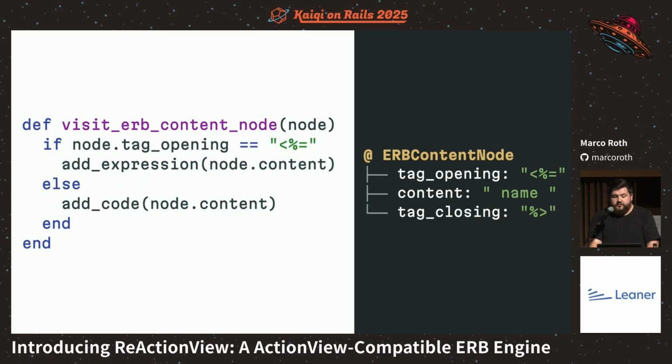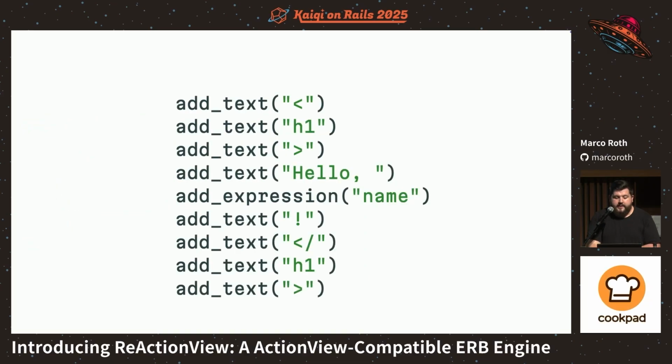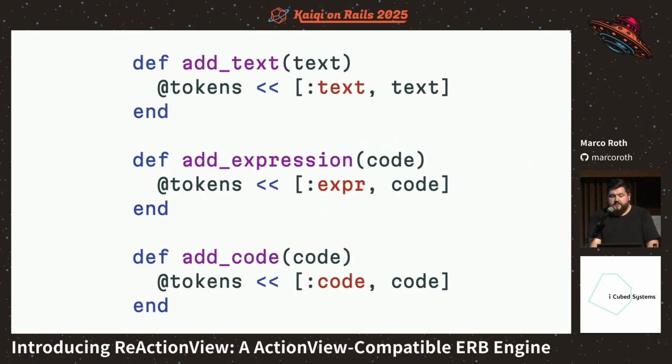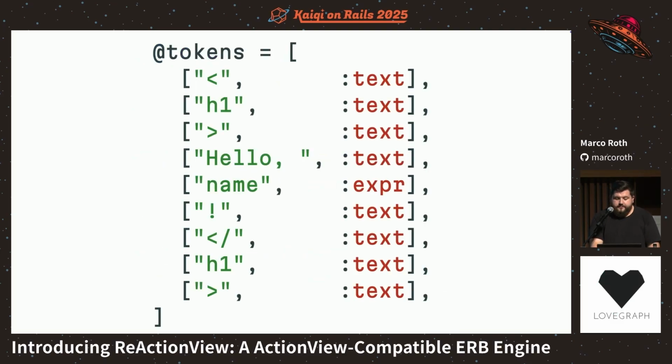And more interestingly, for the Ruby, or the ERB part, we can check if it's an output tag, and then call add_expression to add the output, or add_code for if and control structures that don't need an output. And what we end up with is this sequence of calls to these functions. If you compare this with the ERB engine, you can see on the right side this is longer and more verbose. But what we can do now is re-implement these functions to collect these tokens, and then we get something like this here.